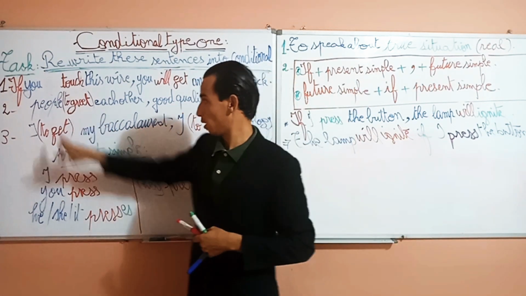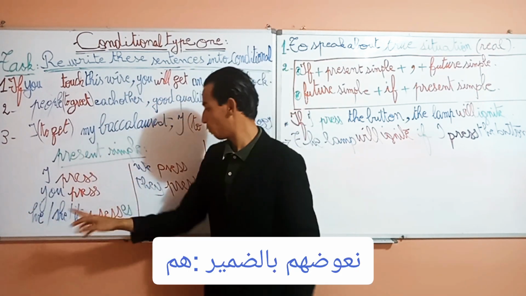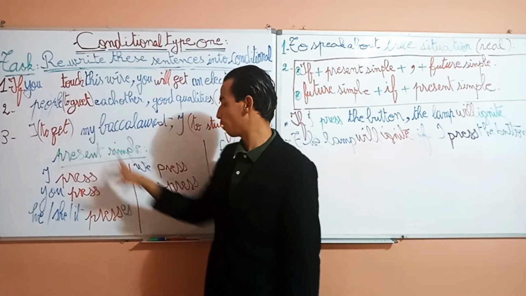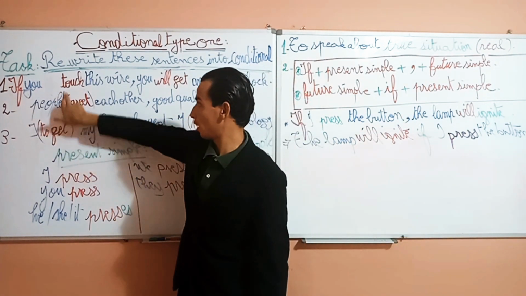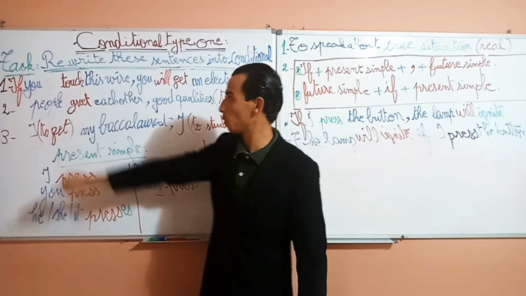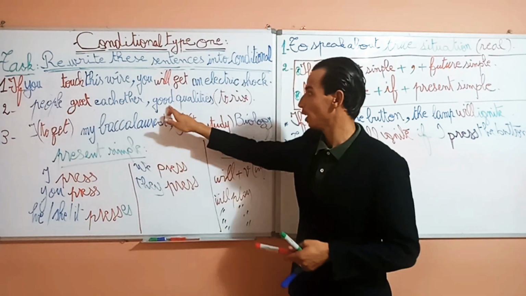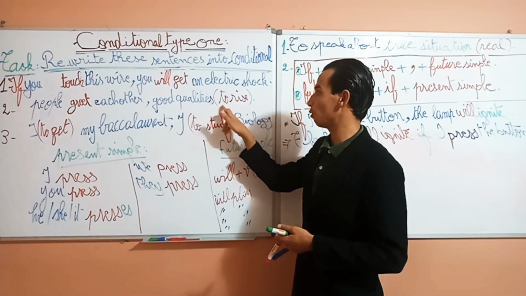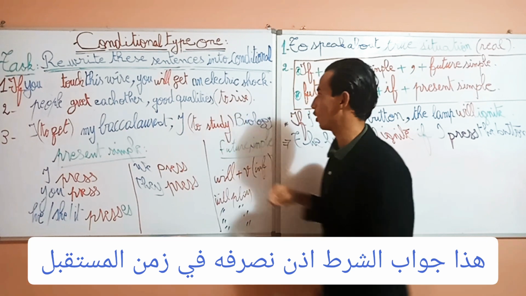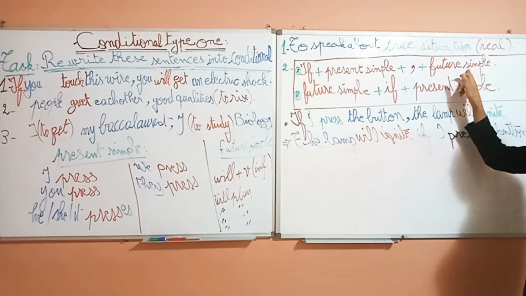What do we have? People is a group. We replace them with they. The verb here, to greet, is conjugated in present simple, so we say people greet each other. Good qualities to rise. This is the result of the condition, so we conjugate it into future simple as we have in the rule here. Future simple.